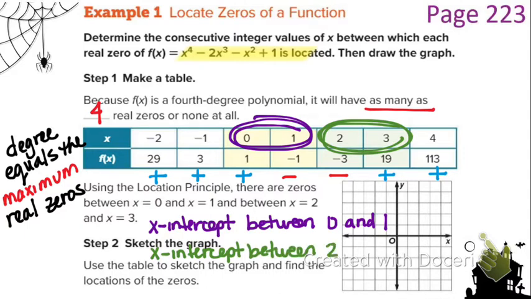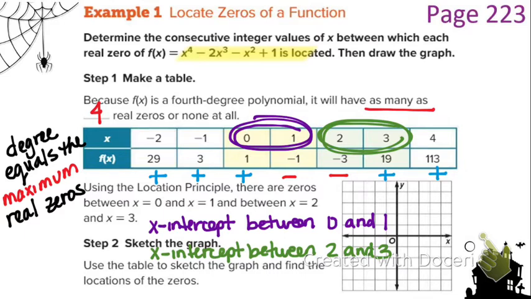2 and 3. Now we're going to talk about homework in a second. But in your homework, for the first 2 questions, you're going to make a table. And then you're just telling me between what 2 numbers we have sign changes. When does the number change signs? So we're not figuring out the exact value of those x-intercepts because they're decimals. We're trying to figure out approximately where we have a sign change.